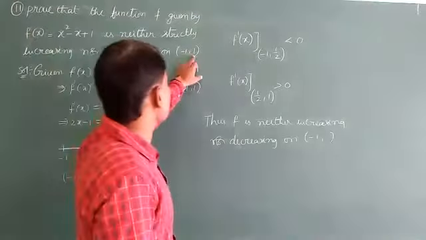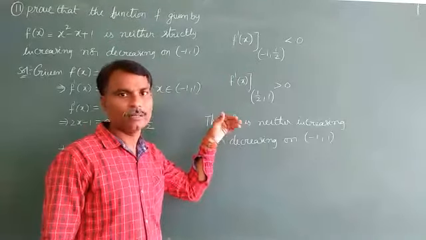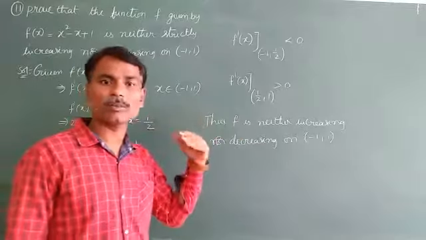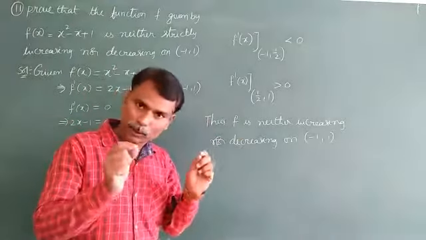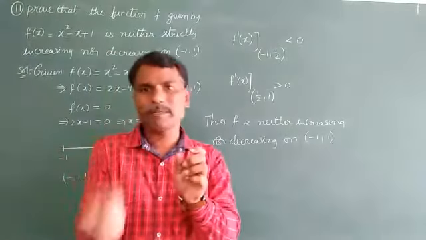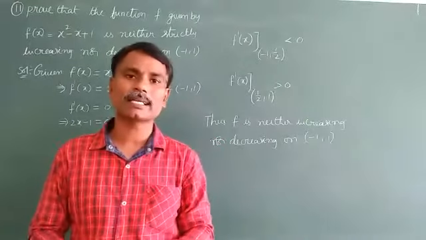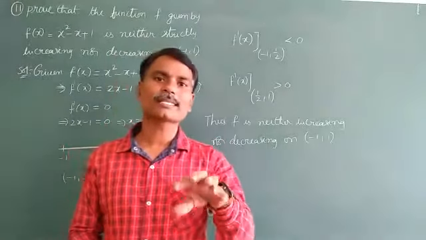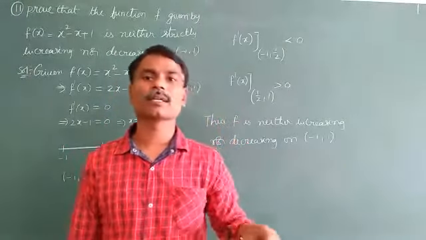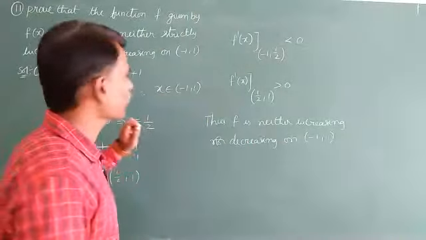Students, the question is asking neither increasing nor decreasing on minus 1 comma 1. Neither strictly increasing nor decreasing, we can say directly by seeing the condition. But here it is asking neither increasing nor decreasing, which means in that particular interval, in some interval it is increasing and in some interval it is decreasing. When both happen, in that interval we say it is neither increasing nor decreasing.